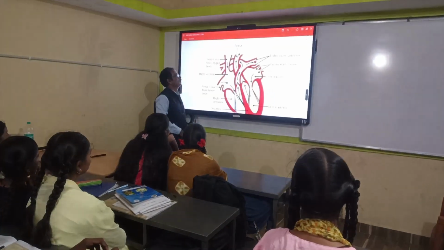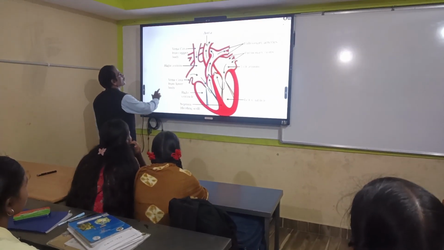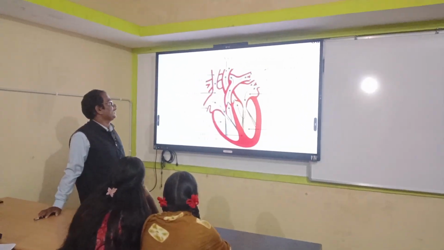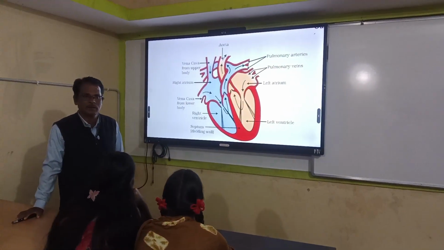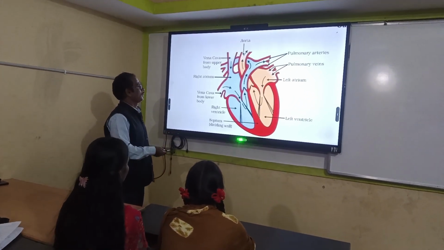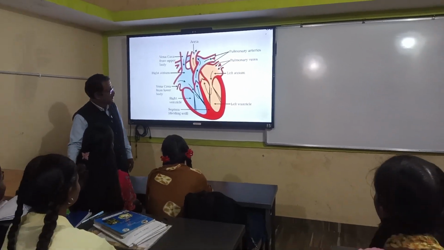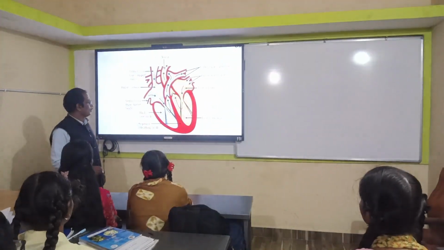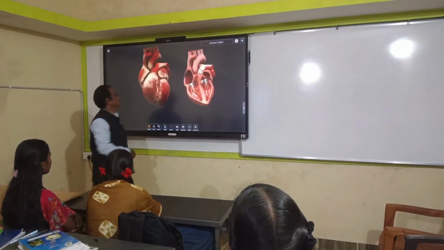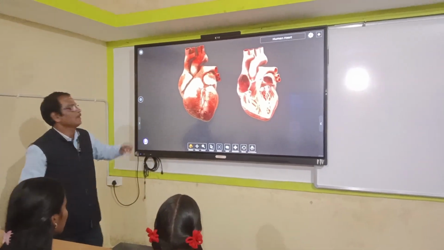This is one of the life processes which we are seeing in our lesson, that is the circulatory system in human beings. This is the cross section of the heart. Before going to the explanation of the heart, let us see what exactly the heart looks like in our body. It is like this shape.